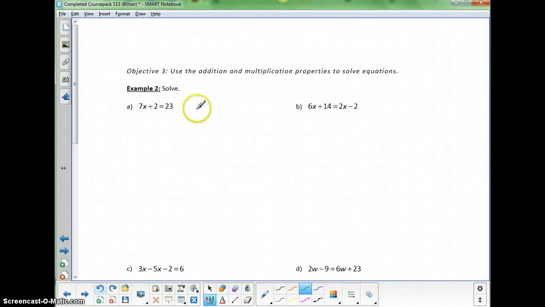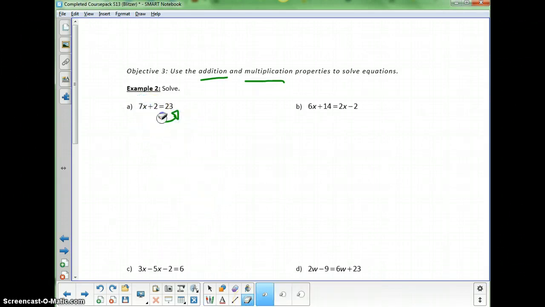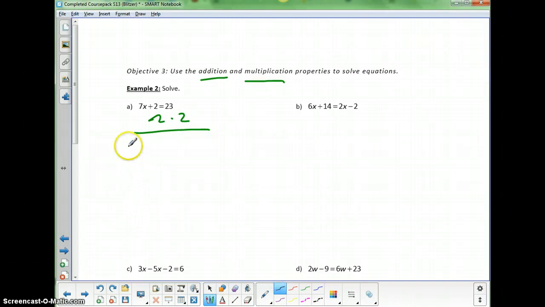Alright, in this objective we're going to use both the addition and multiplication properties. So when I'm solving for x, my first goal is to get the x term by itself, which means get rid of anything that isn't x. So I'm going to start by, since I've got a plus 2 right there, subtracting 2 from both sides. That'll give me 7x equals 21. 23 minus 2 is 21. Now I'm going to divide by 7 to get the x by itself.